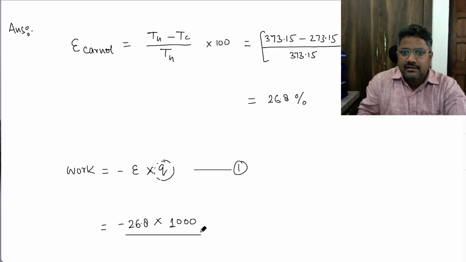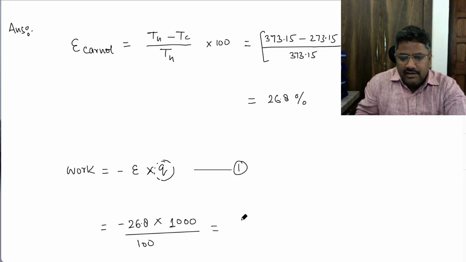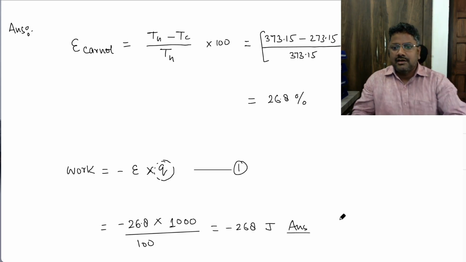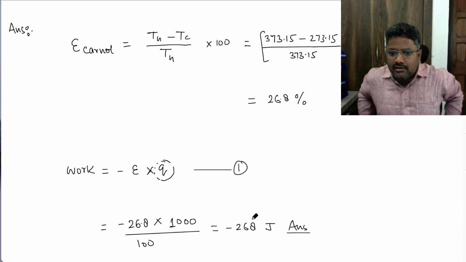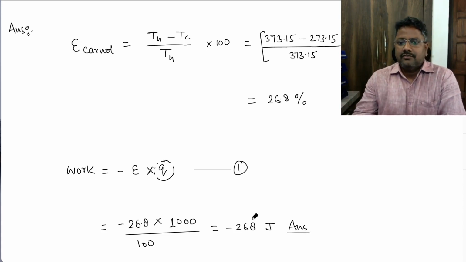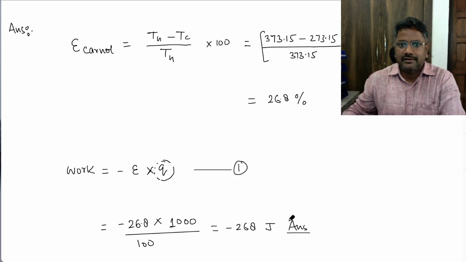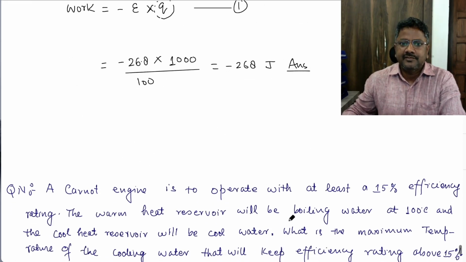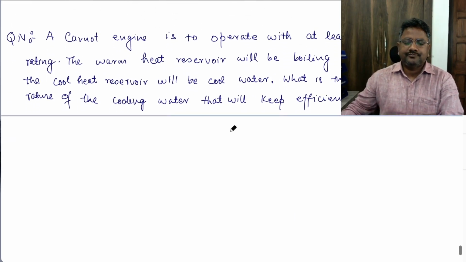divided by 100, because this is 26.8%, right? So this is equal to minus 268 joules. So this is the work delivered to the surrounding from that heat engine, right? So this is the simple explanation of this. Now come to the next question.